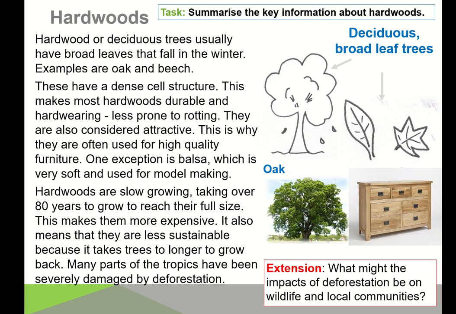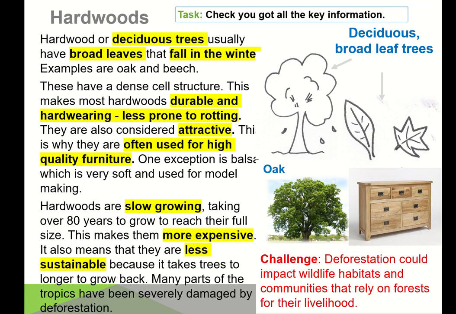Okay, I would encourage you to pause now, read over the information, summarise the key points in your own text. Okay, I'm going to give you the key points now. So anything highlighted there is something I would have definitely got down, and as a summary of the challenge task there, deforestation could impact wildlife habitats and communities that rely on forests for their livelihood.